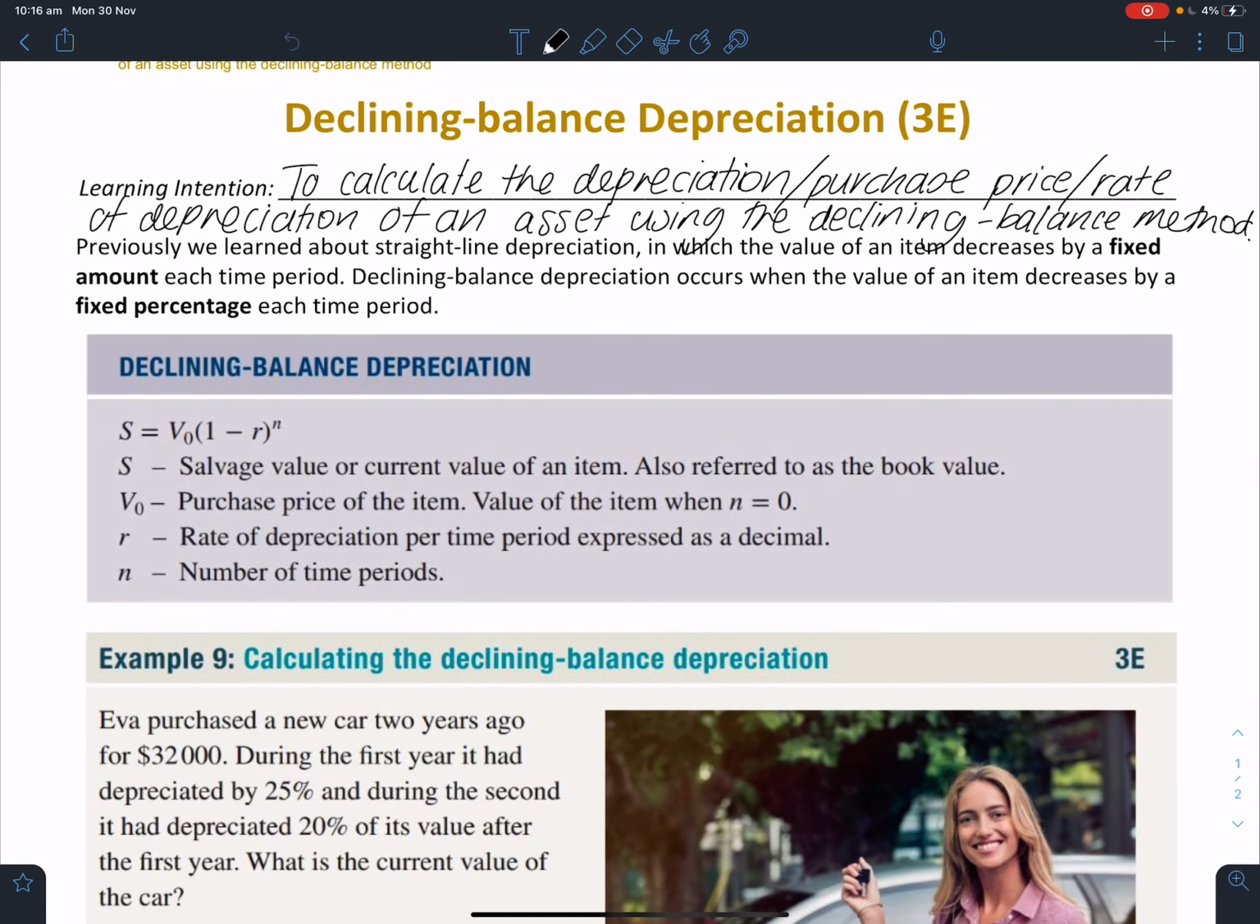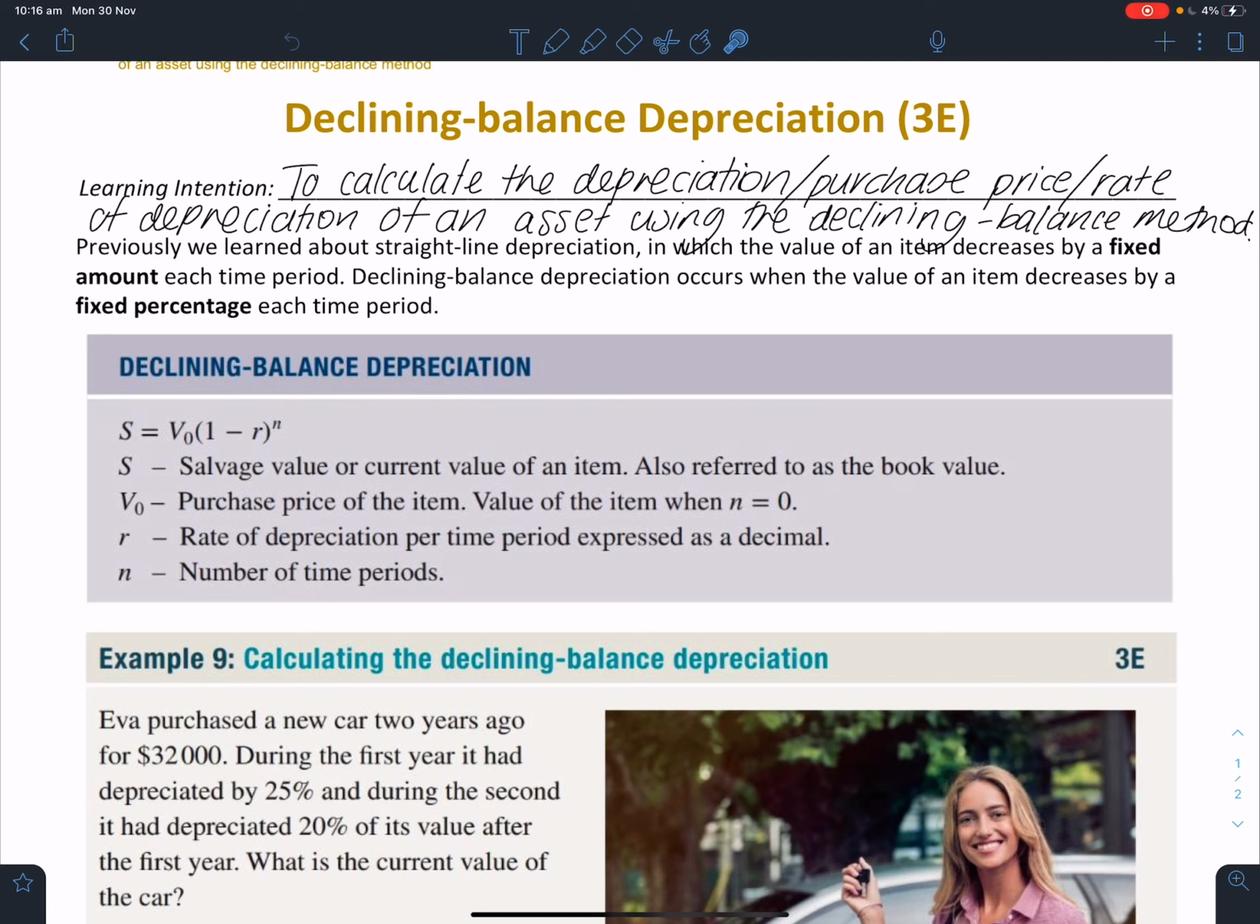Declining balance depreciation, exercise 3E. So the learning intention for this lesson is to calculate the depreciation or purchase price or rate of depreciation of an asset during the decline using the declining balance method. Before I start, this formula is on your formula sheet. It's not something you have to memorize, you just have to know how to use it and become familiar with whereabouts it is on the formula sheet so that you use the right one.